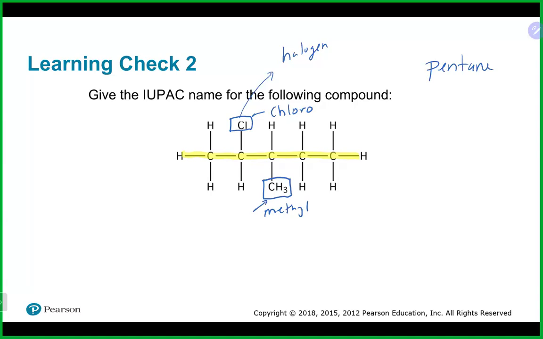Any questions so far on that? So we've got our groups, we've got our longest carbon chain. Now we need to number it.